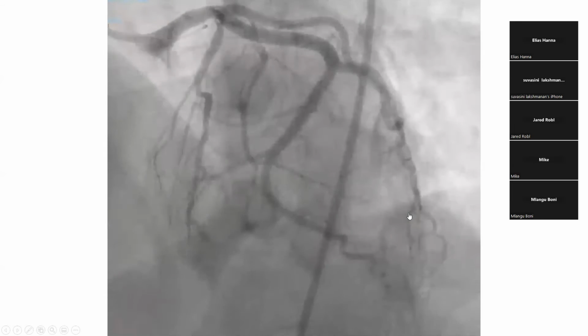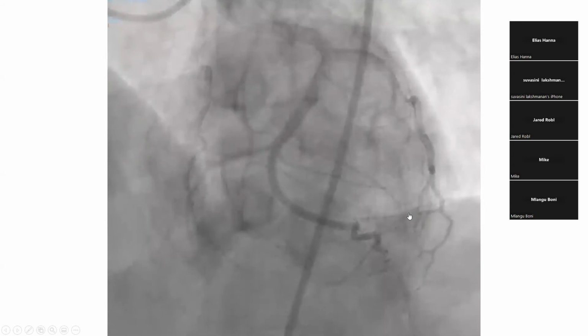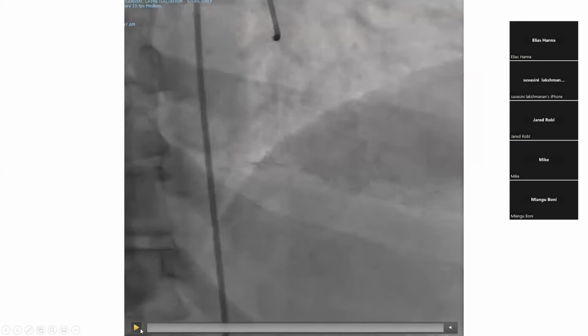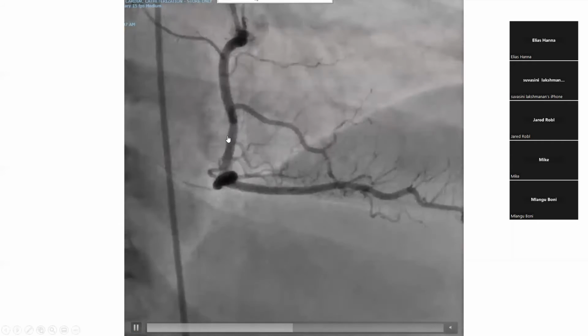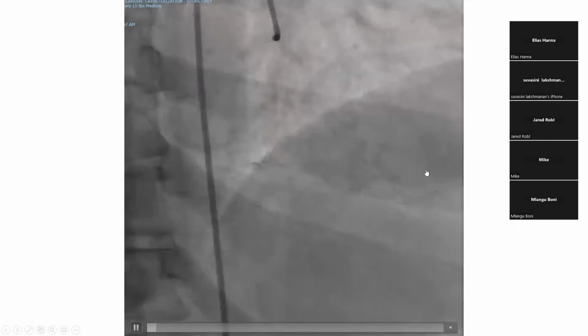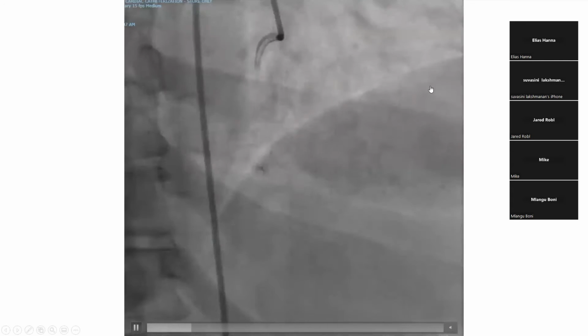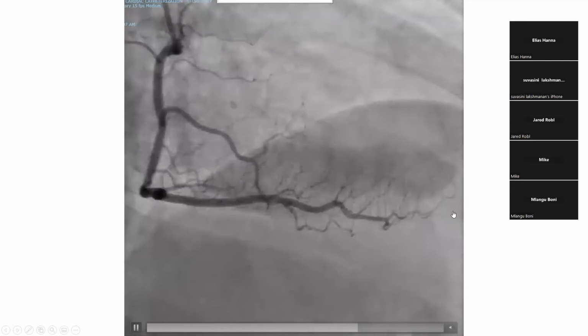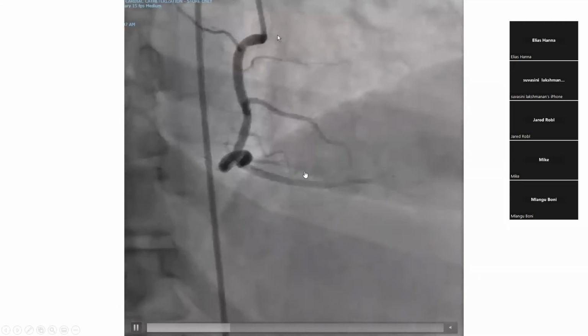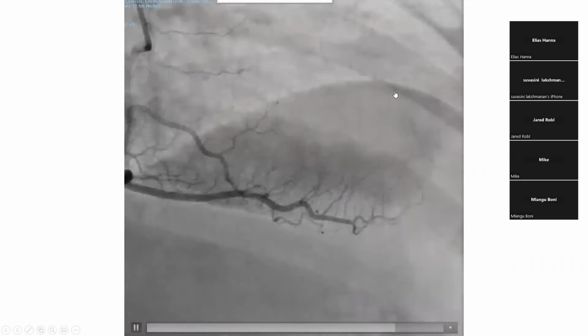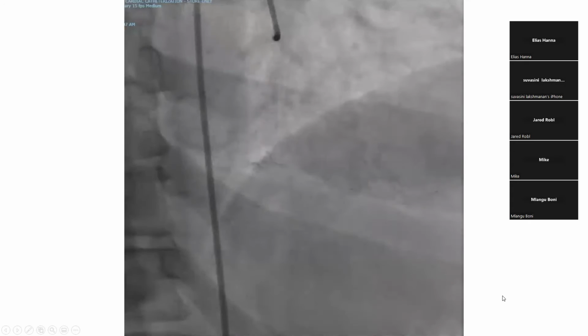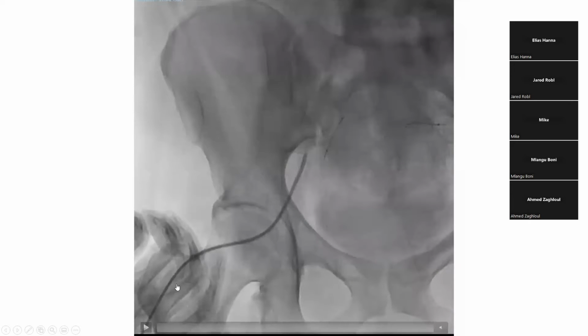They recognized the diagnosis and they decided to stop. This is the RCA. Luckily, the patient has a long PDA that wraps around the apex. 80% of the time, it's the LAD that wraps around the apex. 20%, the LAD stops at the apex. Luckily, this is the case here, so that will limit her infarct size. So they treated her medically.